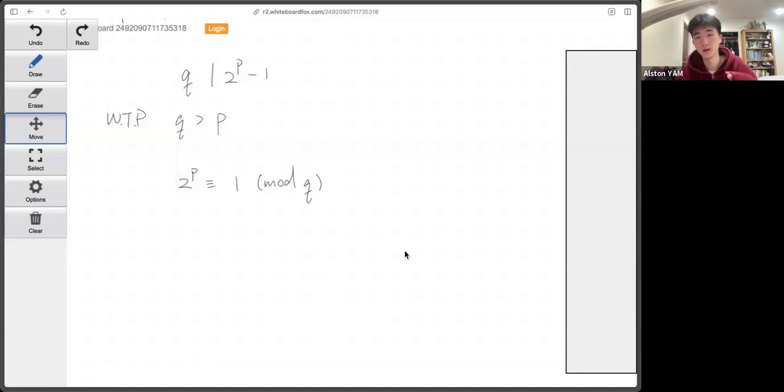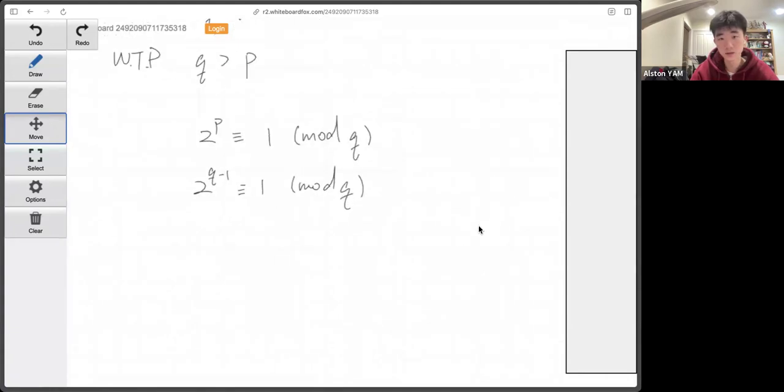You might think we should try Fermat's little theorem. That is like a natural way of going. That is like a natural way of thinking about it, right? In fact, we can try it. So if we do 2 to the q minus 1 is congruent to 1 mod q. That is our Fermat's little theorem.